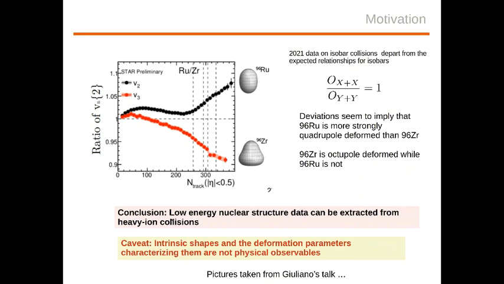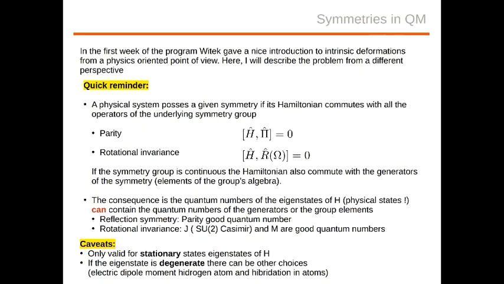But the question, and this is the main caveat I want to discuss, is the fact that the intrinsic shapes and the deformation parameters that we use to describe them are not physical observables. They are just constructs of our theoretical interpretation of nuclear data, and therefore one has to try to connect both worlds, right? So in order to make this connection, let me first go very quickly through some very basic facts about quantum mechanics. Don't be scared by the amount of words in the transparencies. I will go very quickly through them.